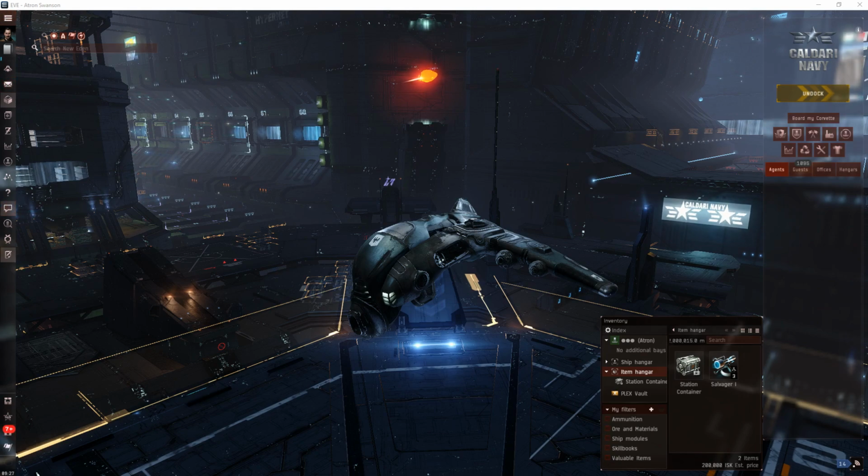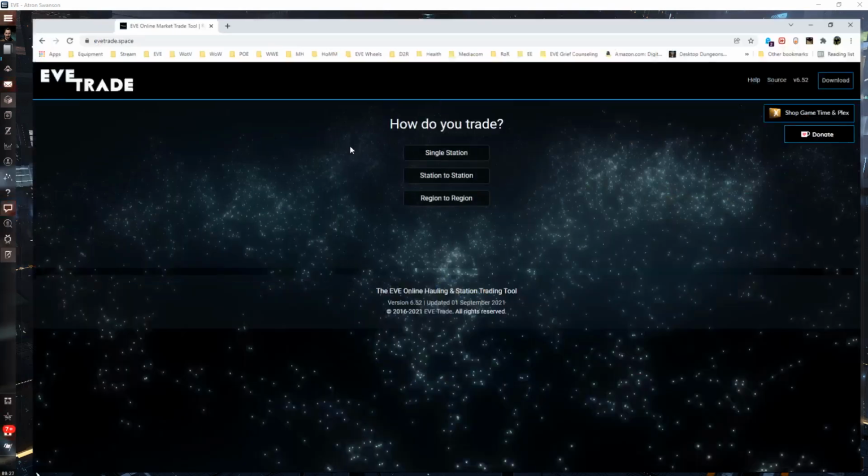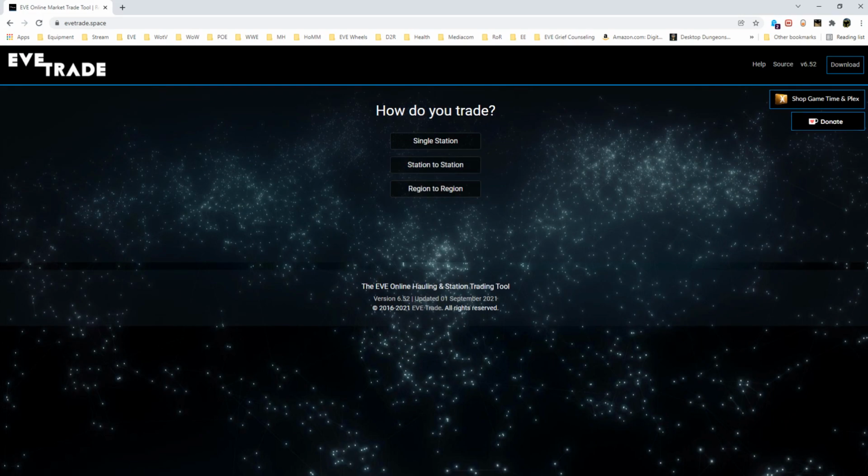I use this for logging into my market alts and checking for deals, items we can buy in and flip for profit. Let me see if I can get on the screen for you here. Very good. There are a couple of types of trading you can do: going region to region, station to station, or single station. Single station is the laziest. You don't need to undock. You can just do it from your current market location.